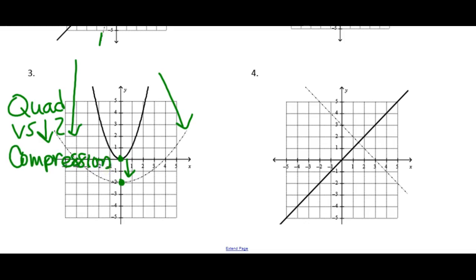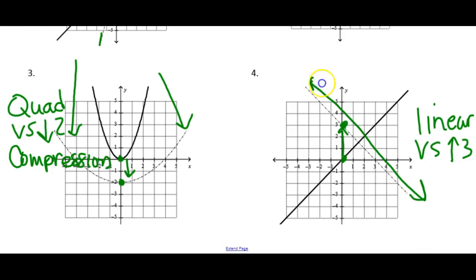And then the last one, number 4, it is linear. First thing we notice is it's no longer going through the origin. So it's vertically shifted up 3, because it moved from there to there. But then it also doesn't have a positive slope anymore. It's going downhill, which means it is a reflection. All right, you got some U-do's to try on your own.